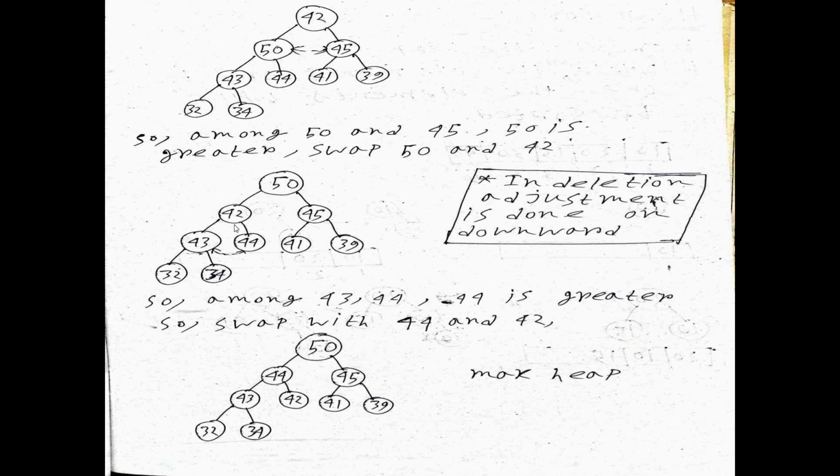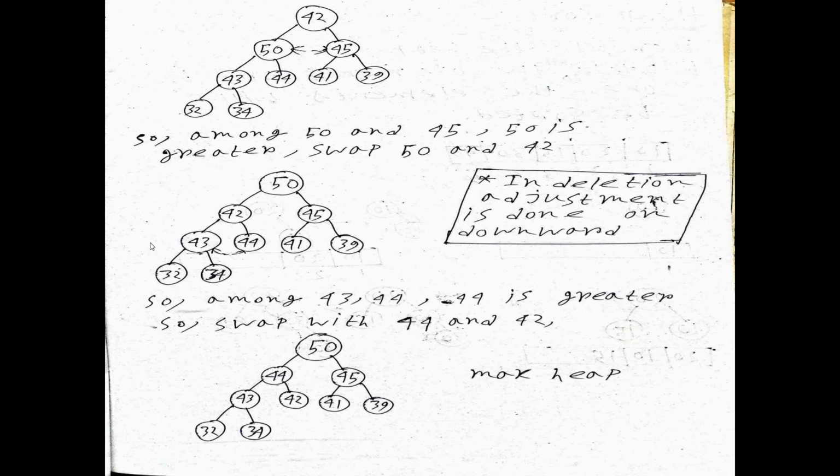Yes, 50 and 42. So now after swapping these two, 50 goes here, 42 goes there. That means 50 goes to the root and 42 goes to the left child of the 50. Right? So this is the thing. Now again we check whether this is a max heap or not. Now if we check, yes, 50 is greater than 42 and 45. Yes, up to this is a max heap.